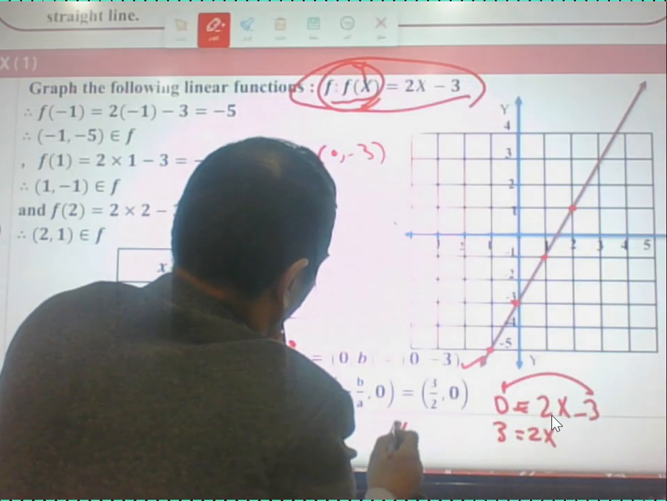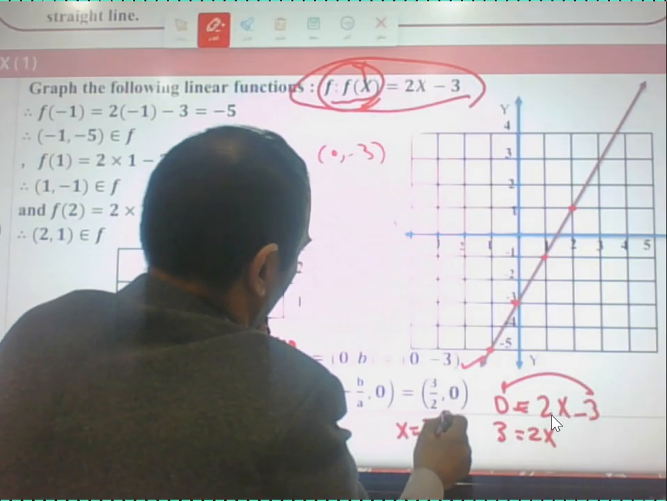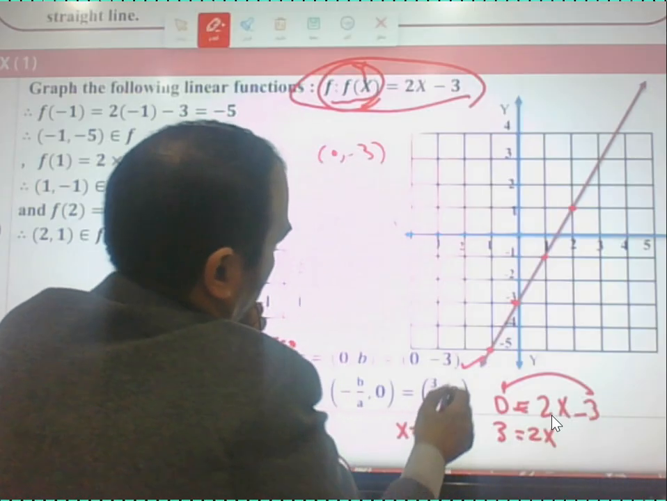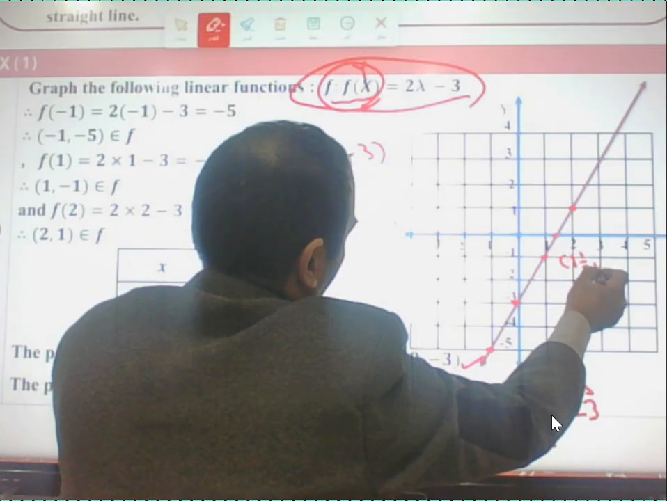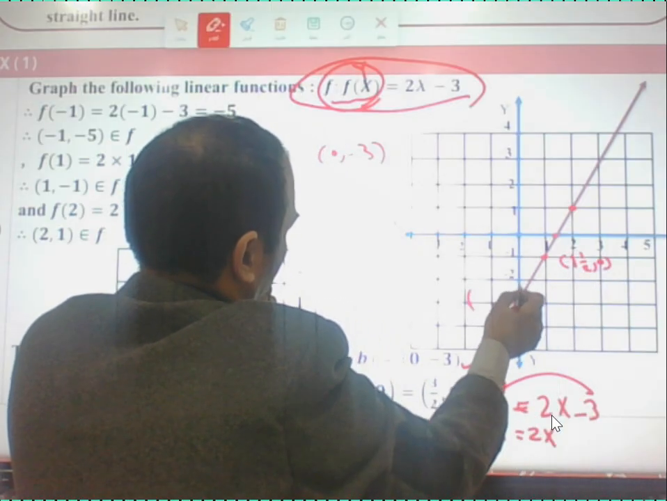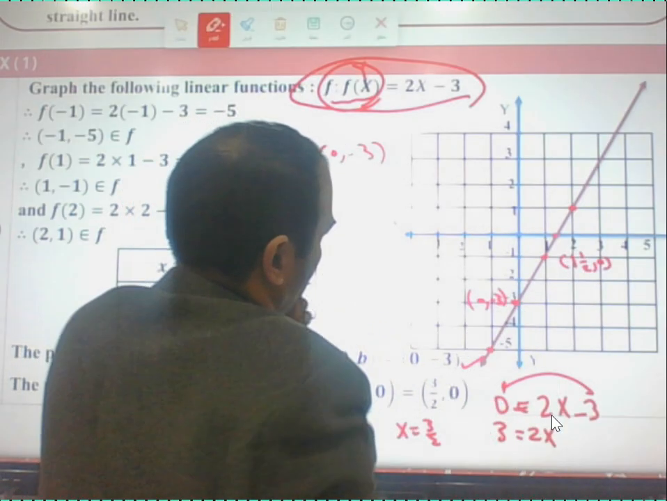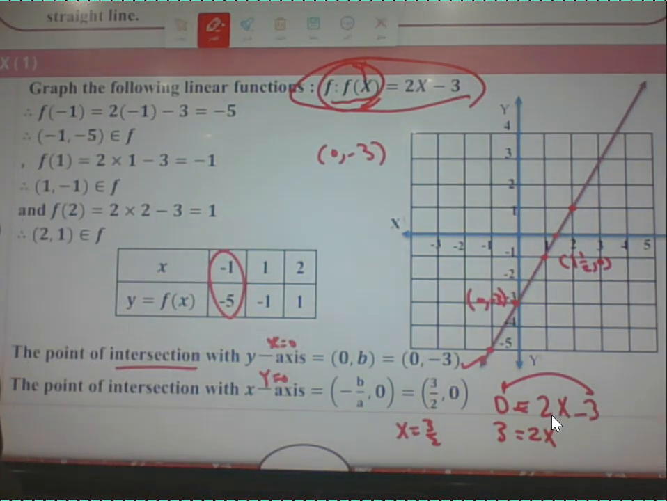You can divide it by 2. Then the value of x equals 3 over 2. It will be 1 and a half. In this point, it will be 1 and a half and 0. And the point of intersection with the y-axis will be 0 and negative 3. So we have two points of intersection with the x-axis and y-axis.